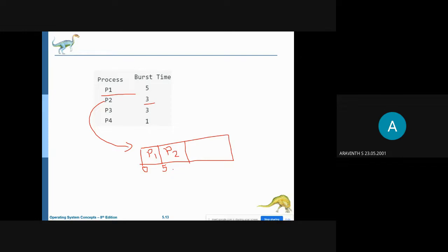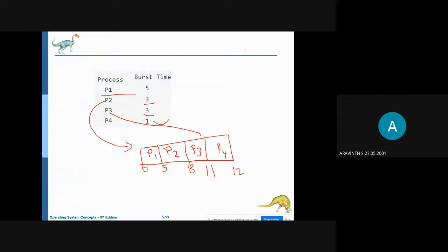So 5 plus 3, 8. P2 came second, so only after P1 completes can P2 execute. Then P3 is coming. Its burst time is also 3, so until 3 seconds it will execute: 8 plus 3, 11. Next process is P4, executing for 1 second, so 12.